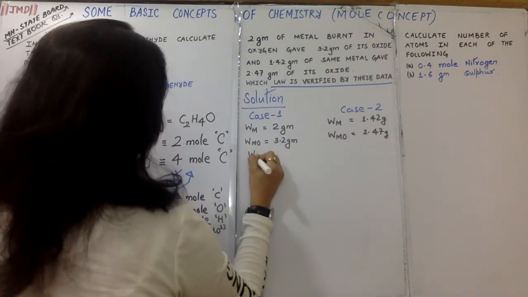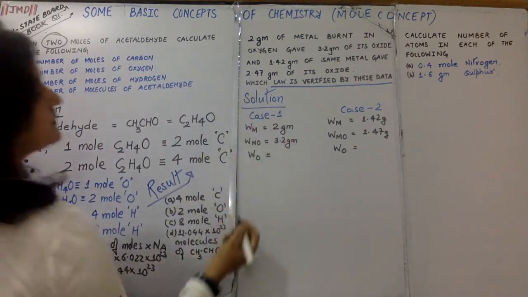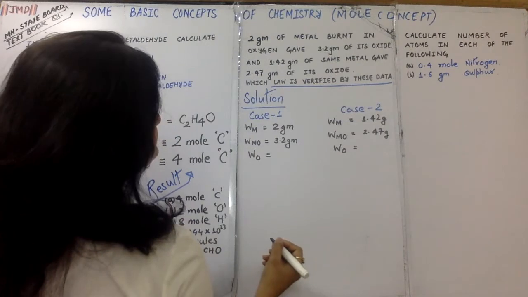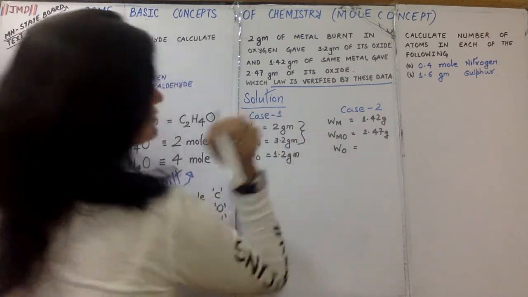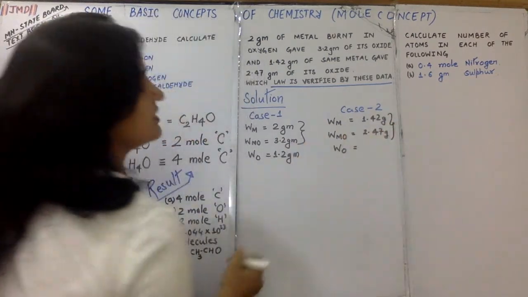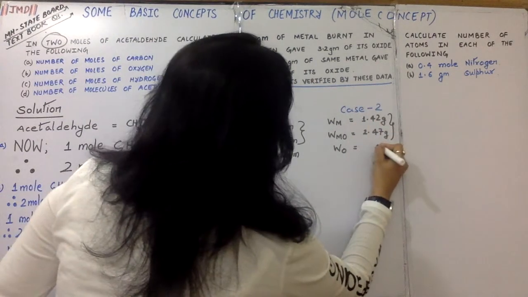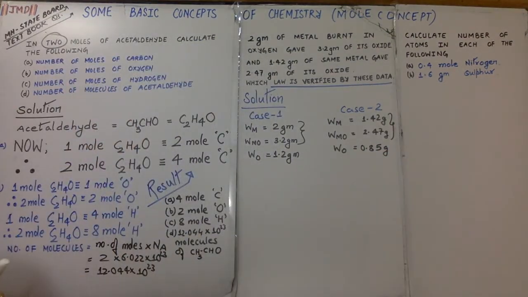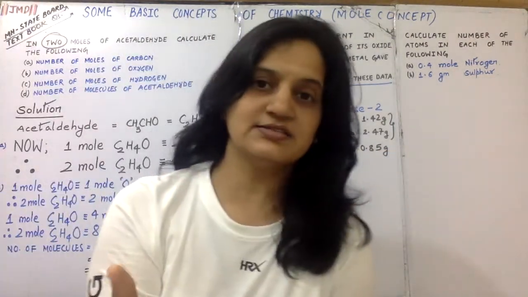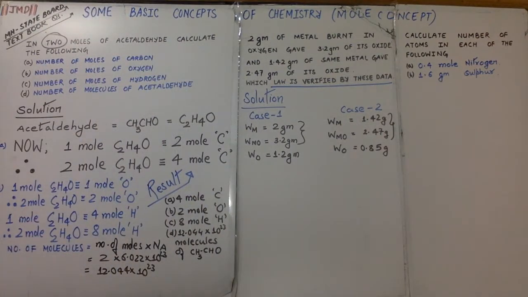Here only we will find weight of oxygen. Weight of oxygen, 3.2 minus 2 will be 1.2 gram. Correct? You subtract this, you'll get the weight of oxygen. Same way, you subtract this, you'll get the weight of oxygen. So 2.47 minus 1.42 will be equal to 0.85 gram. We can do simultaneously. If we solve like this, no need to write the data because we've already written all the data in the calculation, that is in the solution.